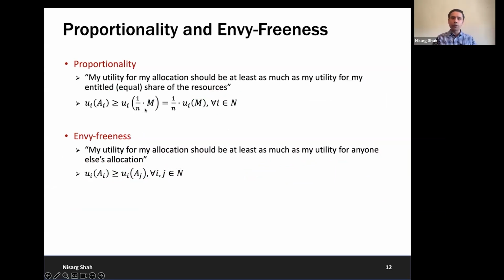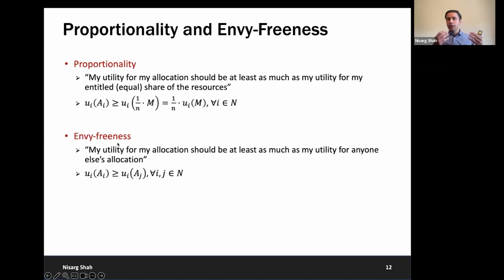Okay, so what you do is you take all the resources, divide by 3, and compute the agent's utility for that. But because we assume the utilities to be linear, you can actually take this 1/n factor outside, and you can say that this is 1/n of the agent's utility for all the resources combined. Okay, these two are going to be equivalent, only in this very simple setting.